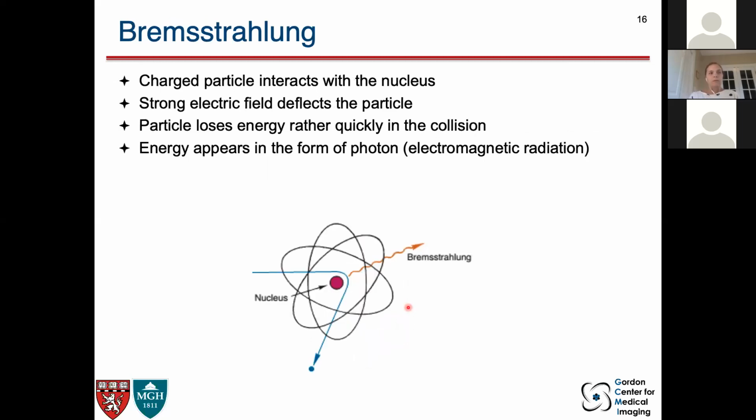And the final mechanism is bremsstrahlung, and this happens when the charged particle interacts with the nucleus. So here it's the nucleus, instead of the orbital electrons like the other 2 mechanisms. It interacts with the nucleus because in the vicinity of the nucleus we have a very strong electric field, which will deflect the charged particle that comes near. So it will lose energy and change its direction. And this lost energy will appear in the form of electromagnetic radiation.